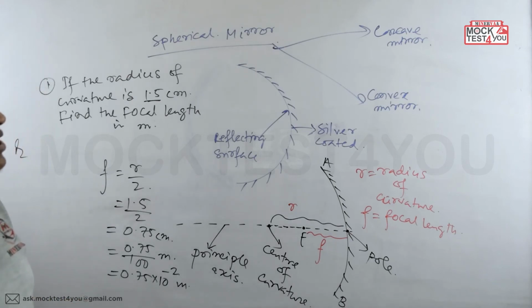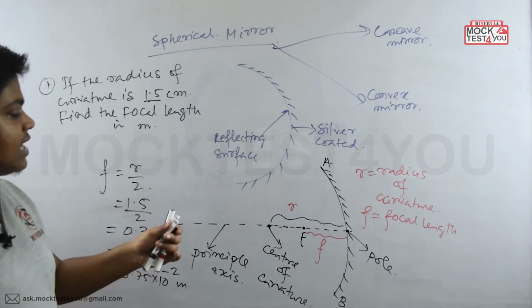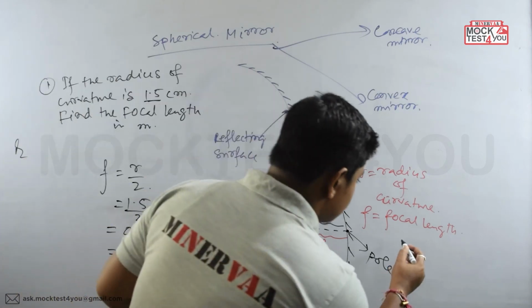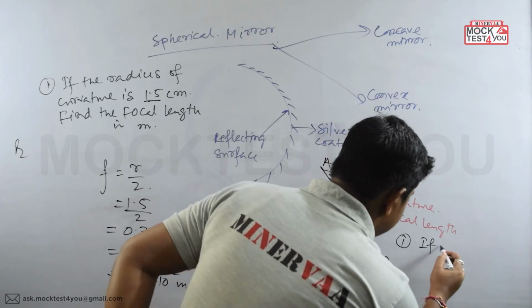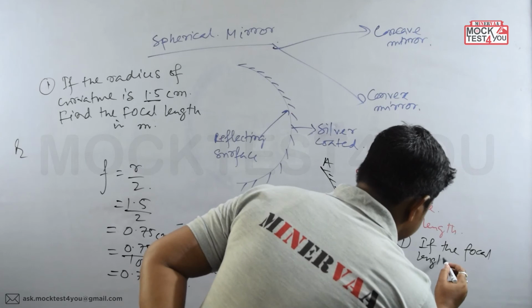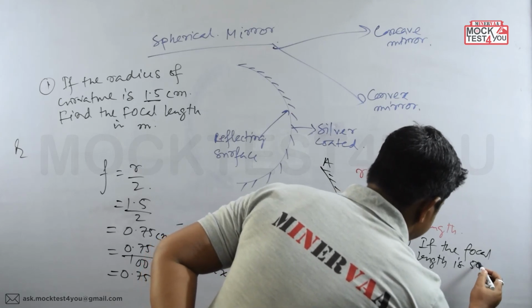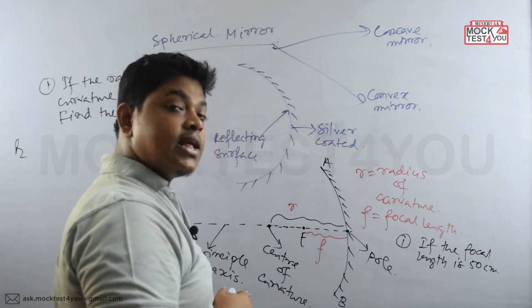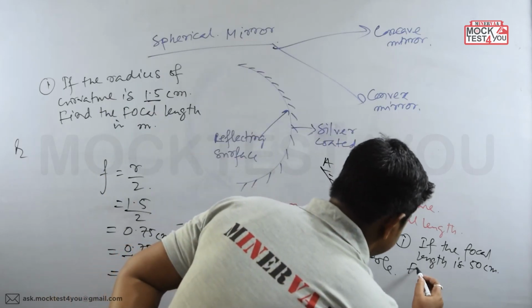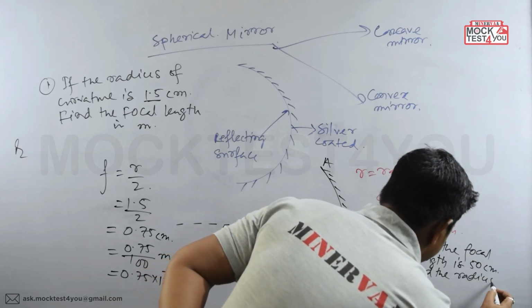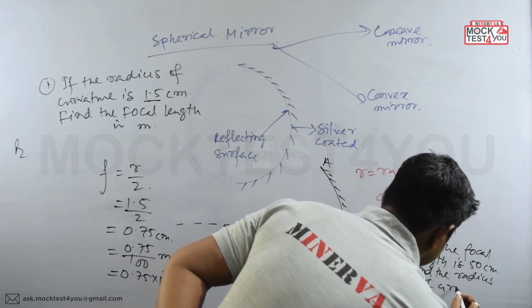Now a different question can also be asked from the same concept. Now I am just writing down over here. Now if the focal length is 50 centimeter, find the radius of curvature.